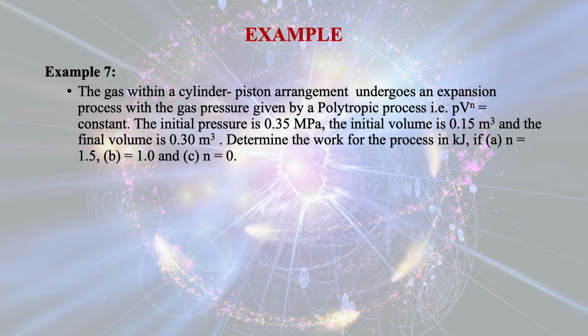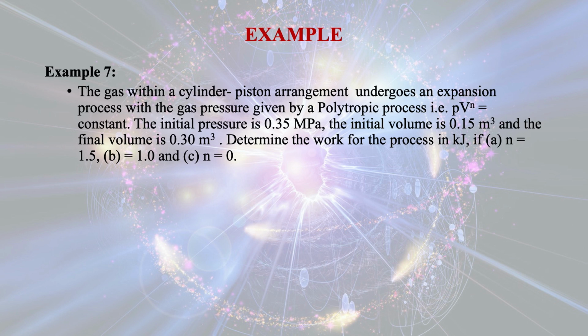Here, for the three cases we have to do it, first think of n equal to 1.5. It is a polytropic process. So for the polytropic process we must know the final pressure, that is P2. So how to calculate P2?